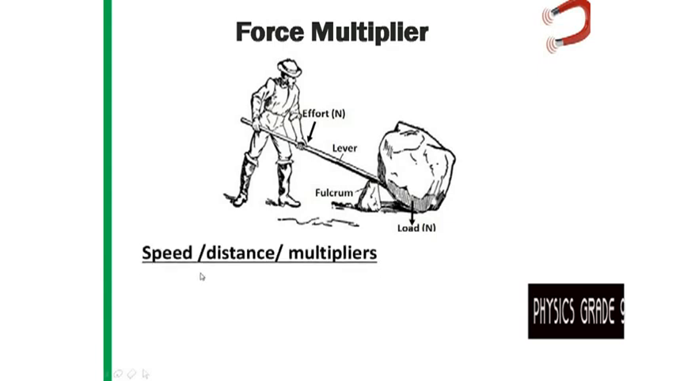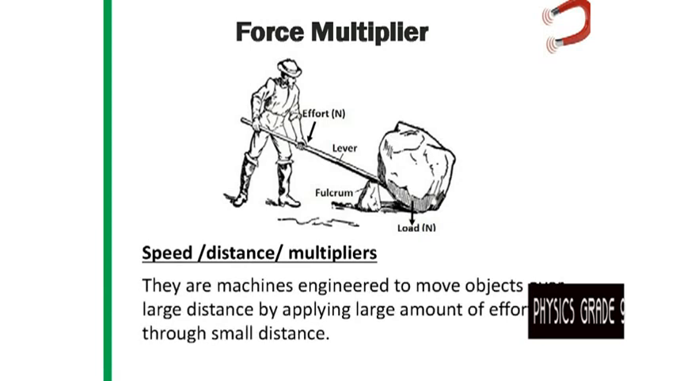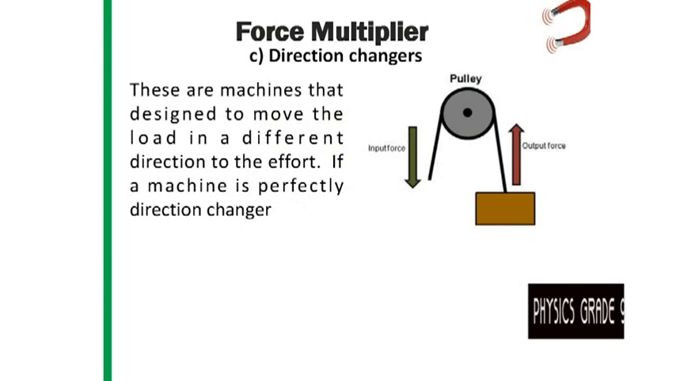Let's have a look at what's called speed distance multipliers. Now, these are machines which are engineered to move objects over large distances by applying a large amount of effort through a small distance. Now, there are machines which are designed to move the load in a different direction. And this is different in the direction compared to the effort.